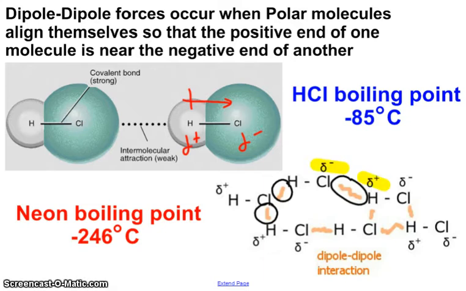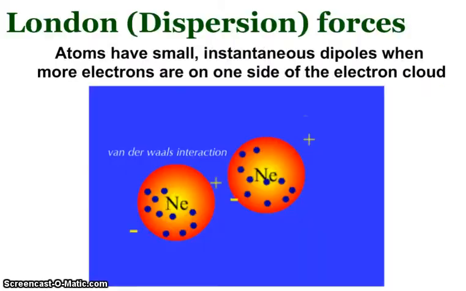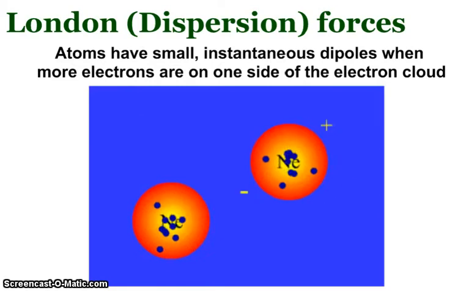And this has an effect on a liquid's boiling point. So hydrogen chloride you see here boils at negative 85 degrees Celsius, compared to neon, which boils at negative 246, a huge difference. And that's because neon simply has London dispersion forces.